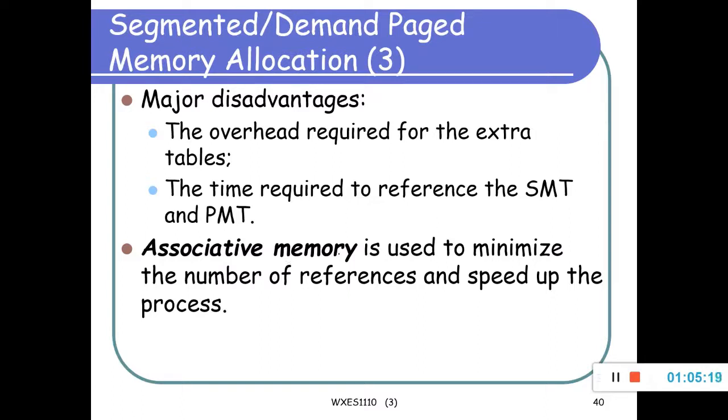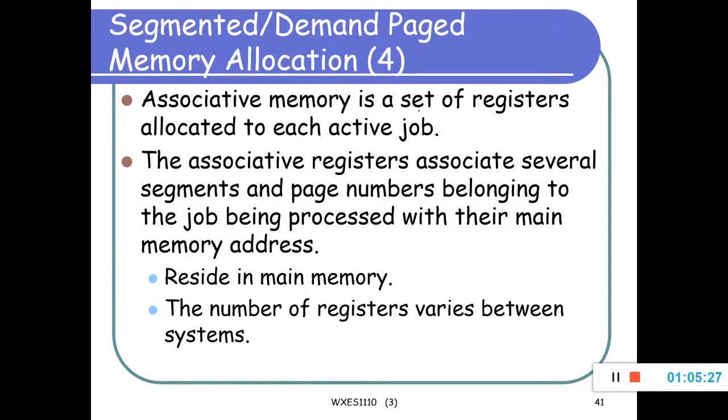To solve it, use the associative memory to minimize the number of references and speed up the process. Associative memory is a set of registers allocated to each active job. The associative registers associate several segments and page numbers belonging to the job being processed with their main memory address. What does the associative register, or AR, do? It associates several segments and page numbers belonging to the job being processed with their main memory address.